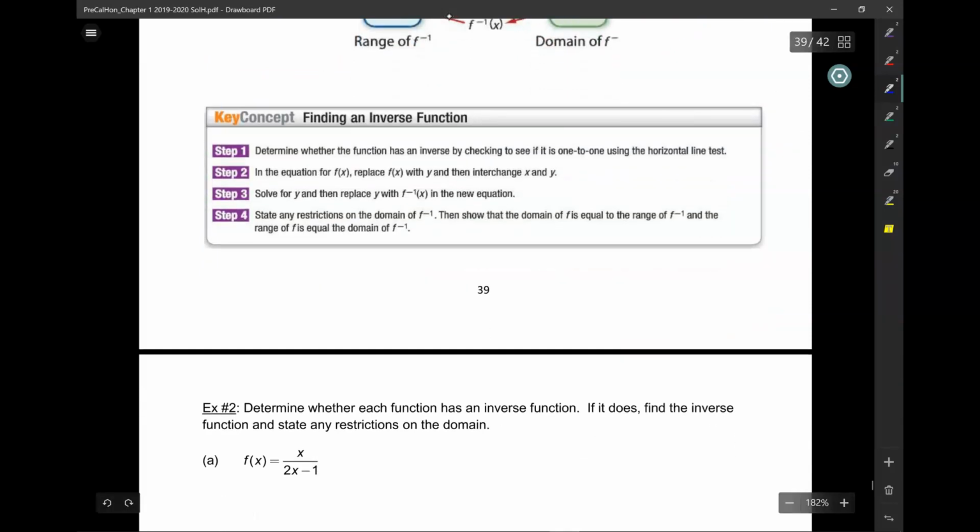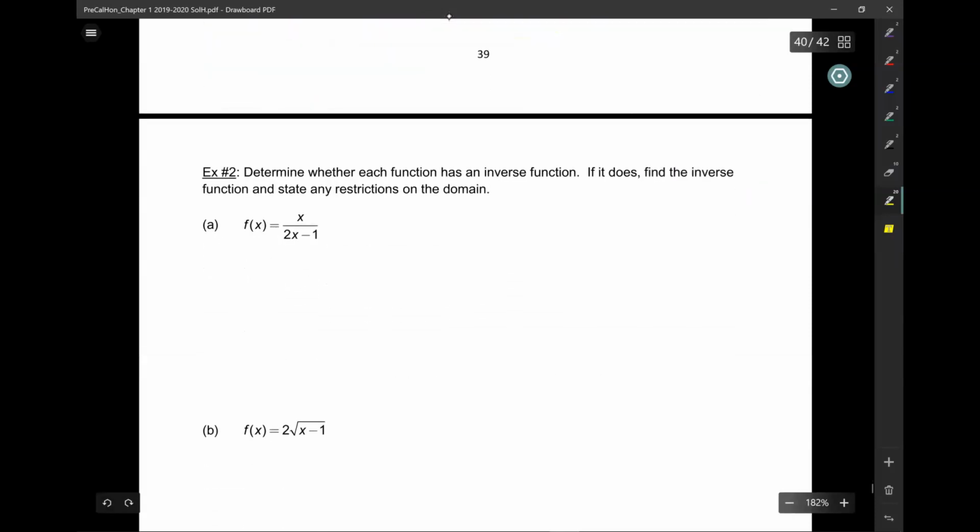Okay. Finally, how do we find an inverse function? Well, we've been saying this, switch x and y, switch domain to range, and so on, and that's where it comes from. So first and foremost, figure out whether the function has an inverse, right? Using the horizontal line test. Now, once you've determined that it does have an inverse, replace f of x with y, and then interchange x and y. Solve for y, but then we have to call it f inverse of x in the new equation, and then we have to state any restrictions.